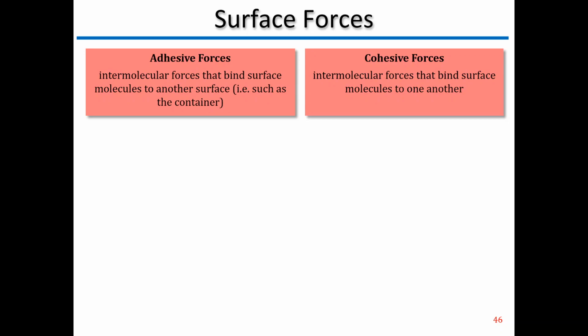Then we have cohesive forces. These are the intermolecular forces that bind surface molecules to one another. Adhesive, you could think of like additional, like it's something else. Or you could think of adverse, like they're against each other. They're against their own molecules and they'd rather be with something else, or with another object. Or you could think of cohesion like we're all together, working together. So cohesion is attraction to itself. Adhesion is the attraction to something else.